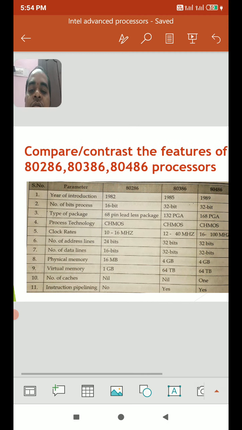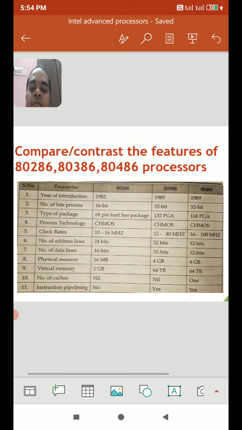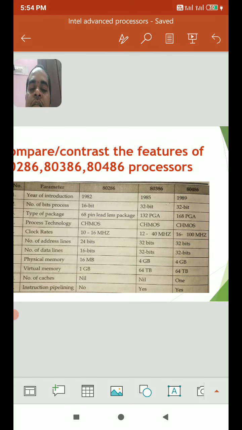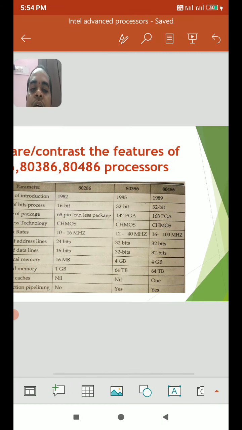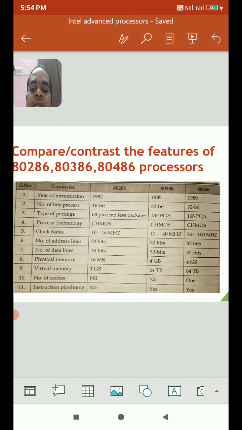So how many caches are present here? In the 80286, there is no cache present, same as the 80386, which also has no cache. Only the 80486 has one cache memory, that is included in the memory.